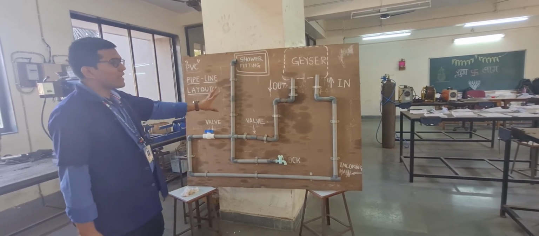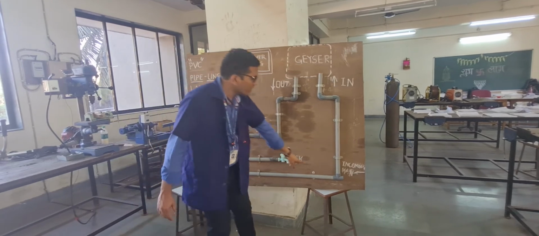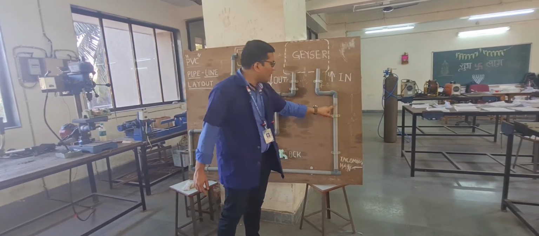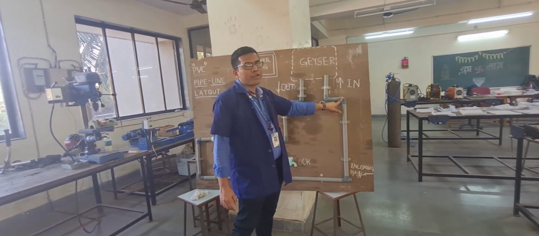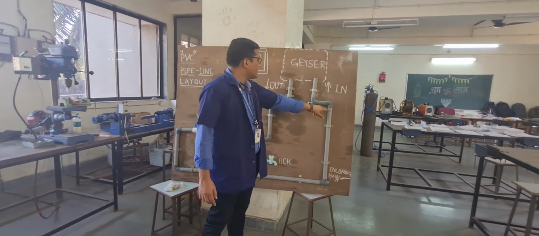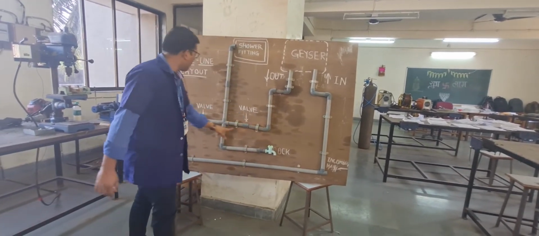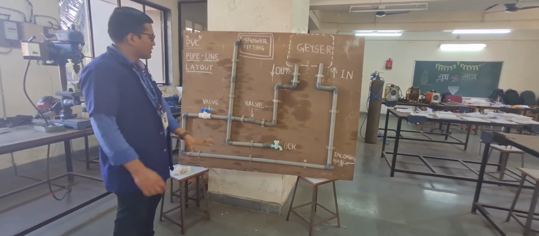In this layout, according to the bill of material, we require one T. Then this is the elbow. I already explained this is the elbow. We require a quantity of 8: 1, 2, 3, 4, 5, 6, 7 and 8. We require 8 elbows.